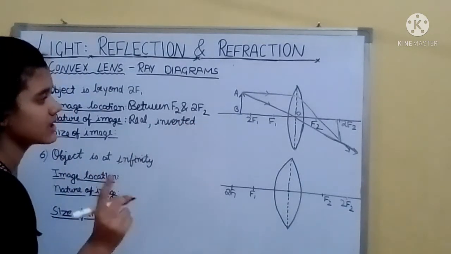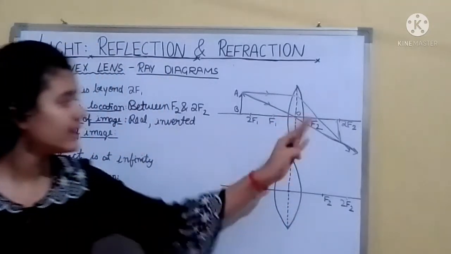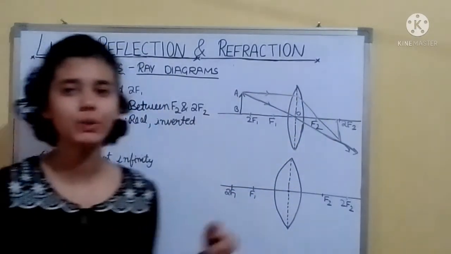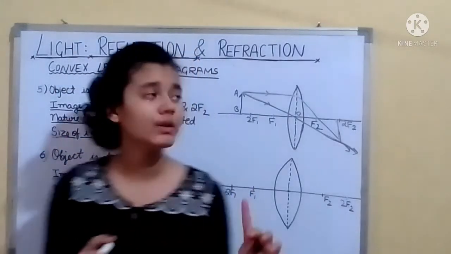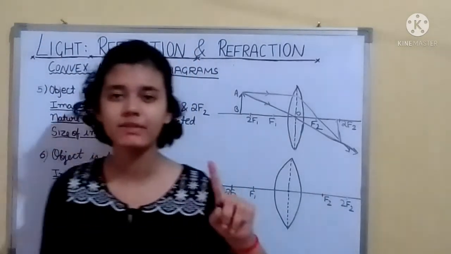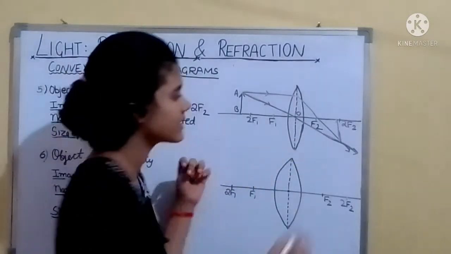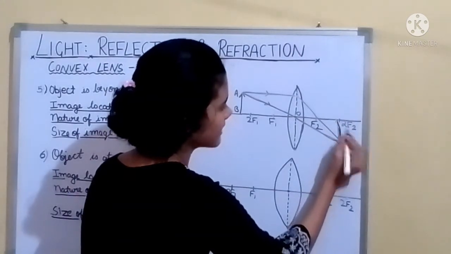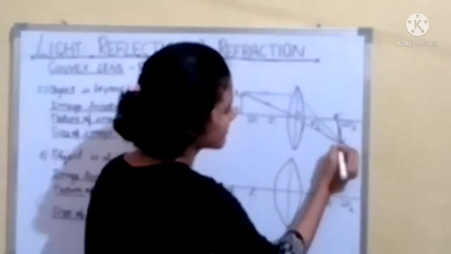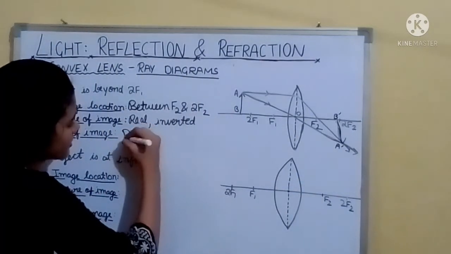Then size of image. See, before, the size was enlarged. Then when the object was at 2f1, the image was also at 2f2, and it was of the same size. Now the image size will start decreasing. So the size of the image is diminished.